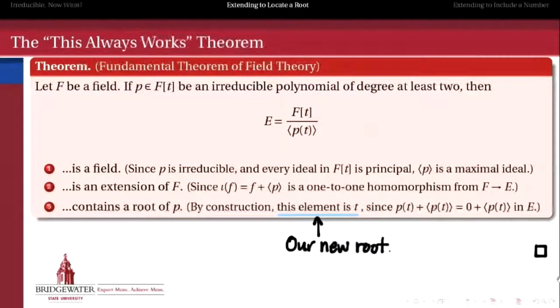So this is sometimes called the fundamental theorem of field theory, because it's the construction that we can always use to give us a root where there was no root before. For example, starting with a polynomial with rational coefficients, all of whose roots are irrational, if we apply this construction, we're guaranteed to at least get one root of that polynomial inside of our extended field.